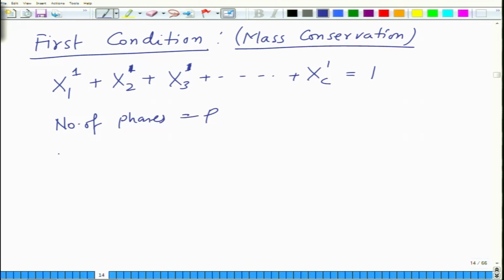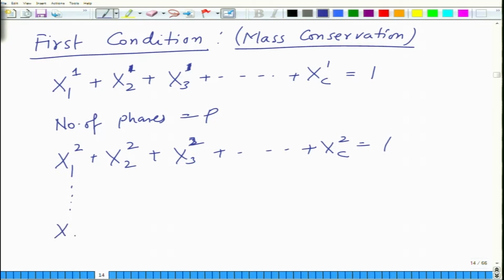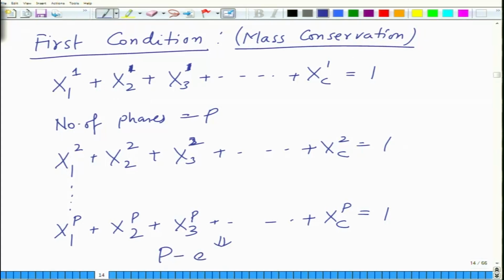as we defined earlier, we can write this as x1 2 for the second phase, and if you keep writing this for the number of phases, then you can say that this is x1p plus x2p plus x3p plus xcp is equal to 1. So how many equations will this give rise to? This will give rise to p equations. So the total number of equations that you obtain out of this will be equal to p set of equations.